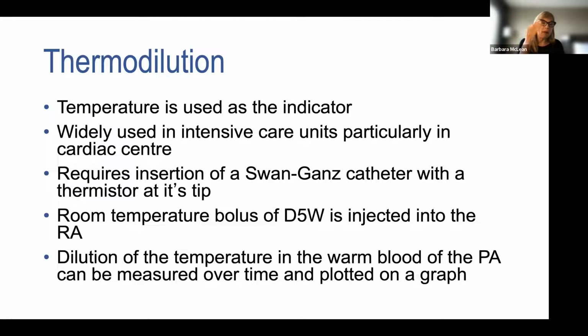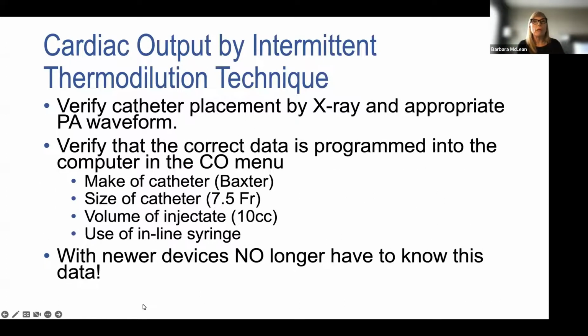And you actually have to have very good timing and a lot of strength, and you've got to inject that bolus, the D5W, into the right atrium, changing the temperature of that warm blood, making it cooler, even with room temperature injectate. And then that plot of how long it takes that temperature to come back to normal is then calculated in the cardiac output.